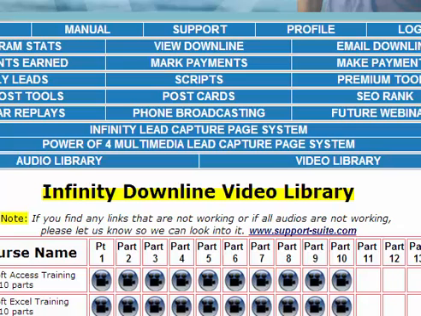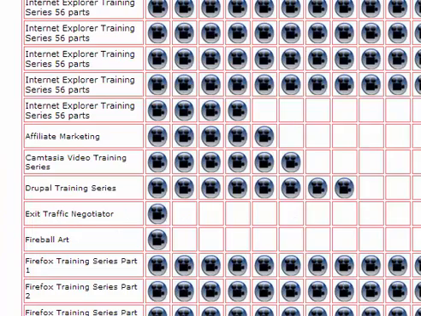Okay, so let's get right into it. Once again, once you log into your back office, you will go to the video library. You will highlight that video library and click on it, and then scroll down to affiliate marketing. In affiliate marketing, they have a 5-part series that you will learn and be trained upon: how to do affiliate marketing the right way.